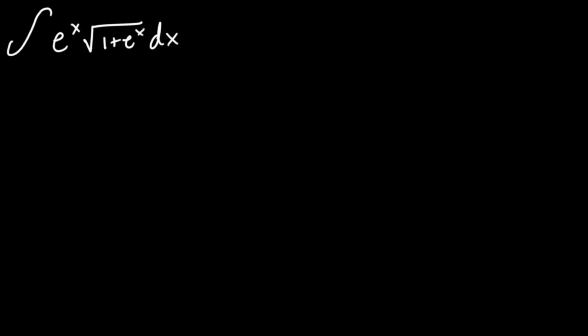What is the integral of e to the x times the square root of 1 plus e to the x dx? So right off the bat, we can see it's an indefinite integral, so we're going to have to include a plus C at the end. And let's see how we should approach the integration.